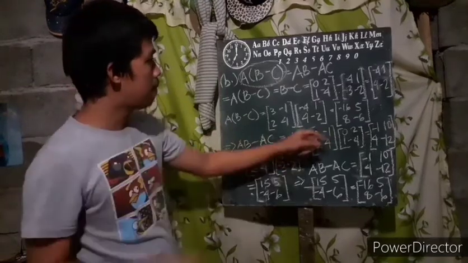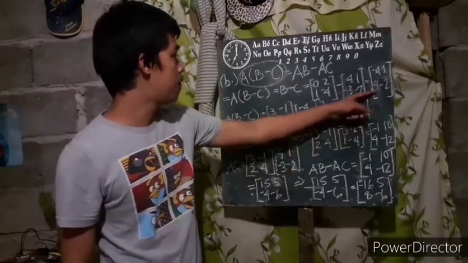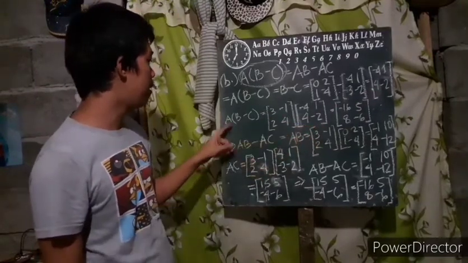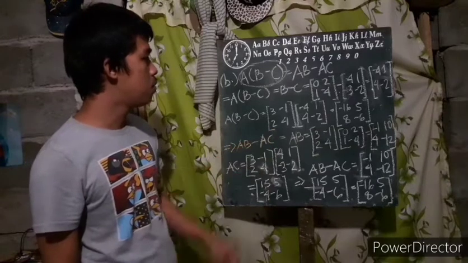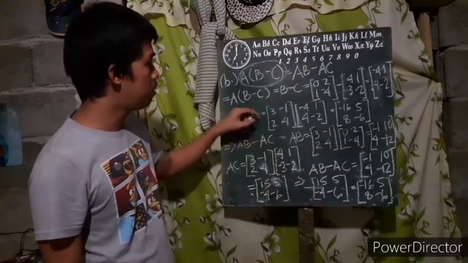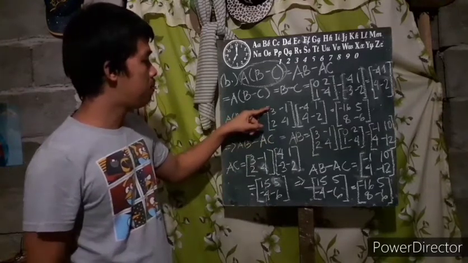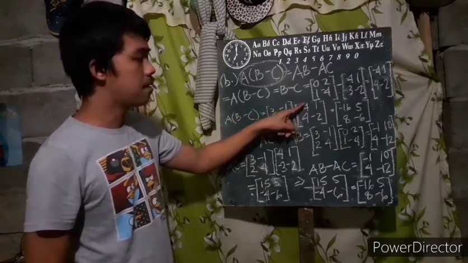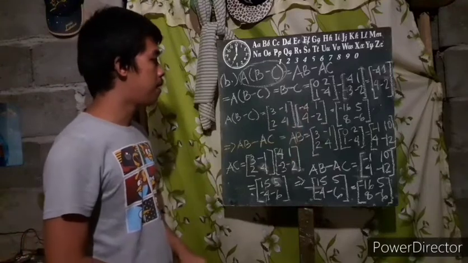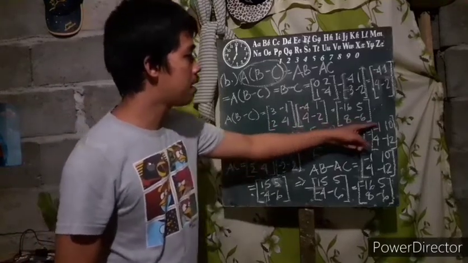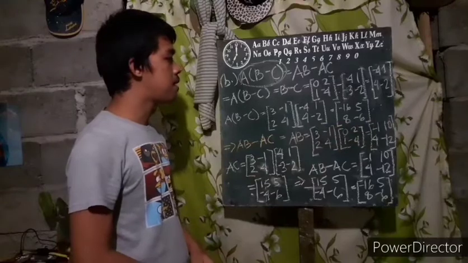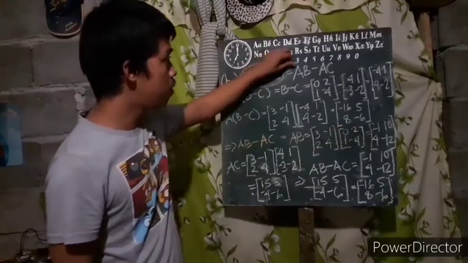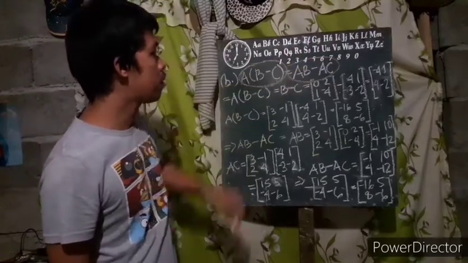So next we can find A times B minus C. Copy the answer of B minus C, which is this, then multiply it by matrix A, which is this. To multiply the two matrices, we need to multiply each element of row into column of the second matrix until we come up with this answer, negative 16, 5, 8, and negative 6.